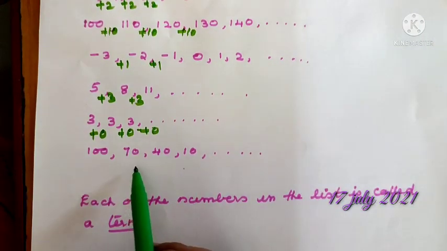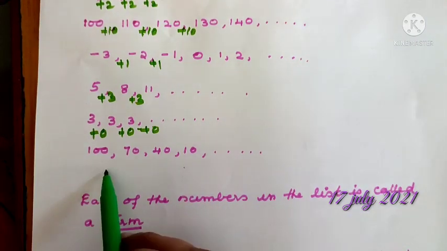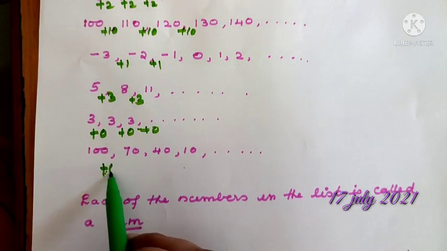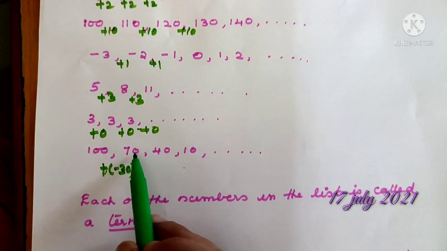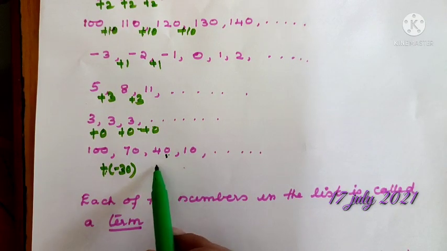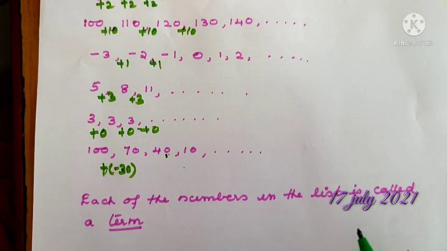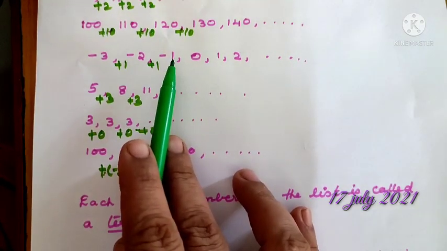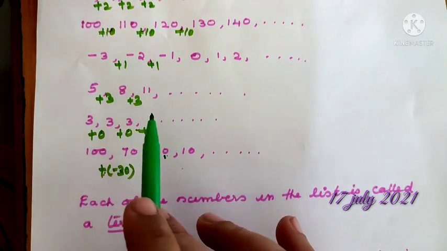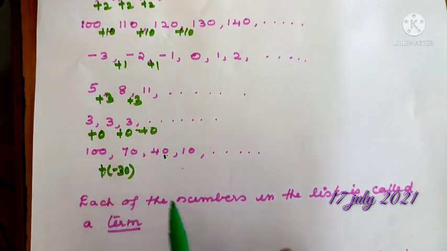Now 100, 70, 40, 10, etc. So this time I'm adding minus 30. 100 minus 30 means 70, 70 minus 30 means 40, 40 minus 30 means 10. So in each list you can see sometimes the numbers are added with positive numbers only, sometimes we have seen 0, and in one case we have seen negative numbers also.